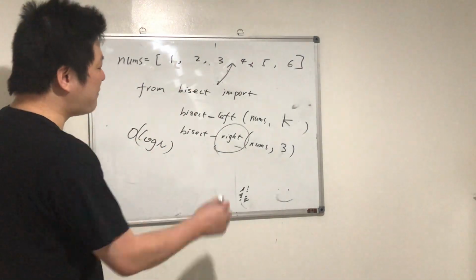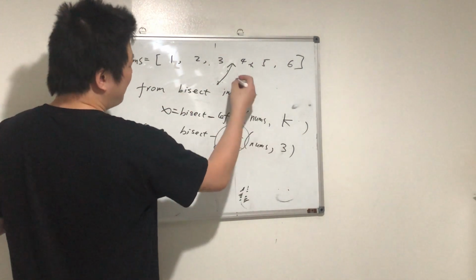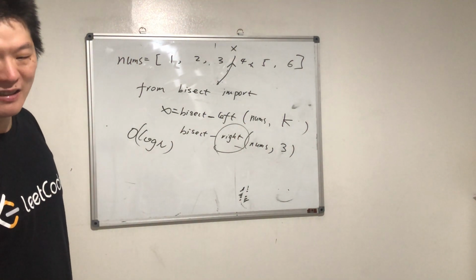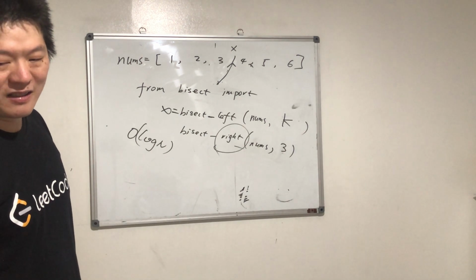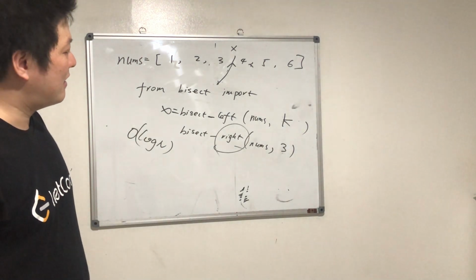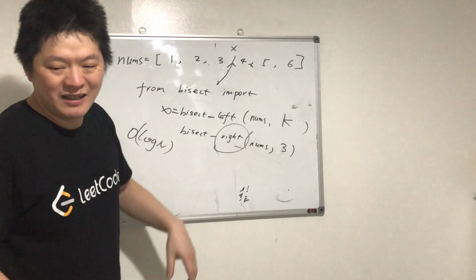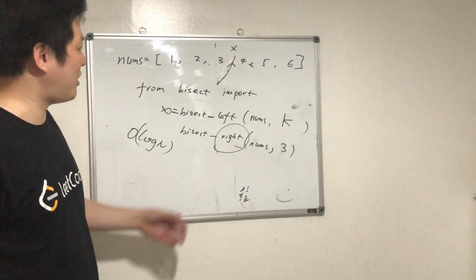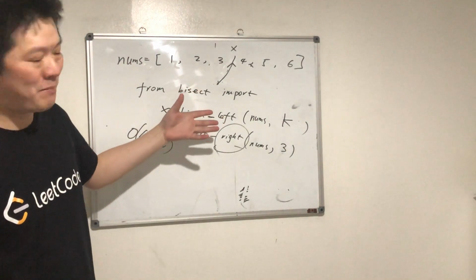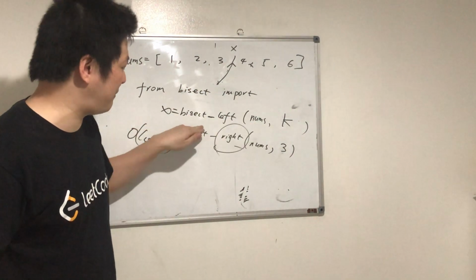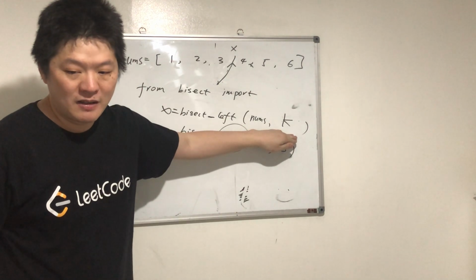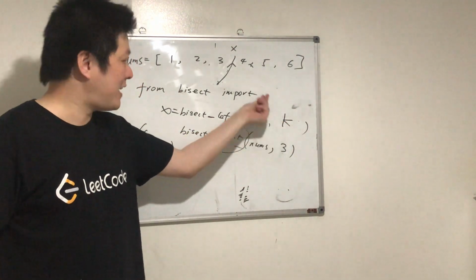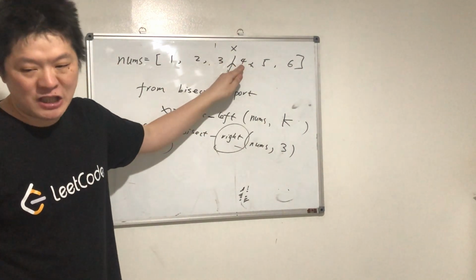If this number is x, how many numbers are bigger or less equal than k? I'm talking about if x equals bisect left k, it means that I can put a k in the sorted array at the x position.